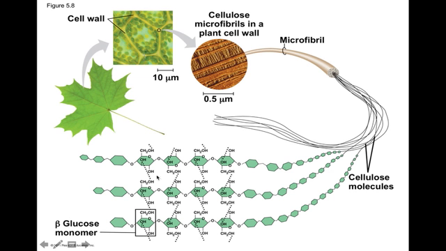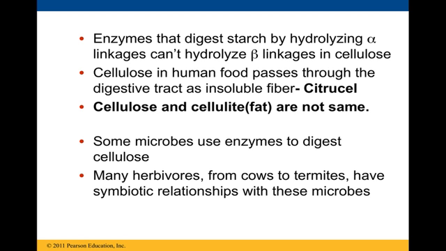Cellulose gives strength because of these hydrogen bonds between these linear polymers. They're all together and they give strength to the cell. The cell wall gives nice protection to the cell and strength to the cell, so it gives shape to the cell. Plant cells get shape because of the cell wall as well.